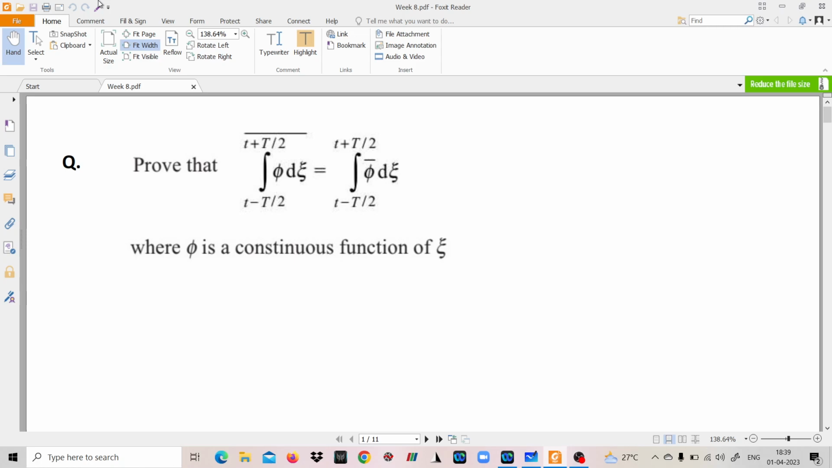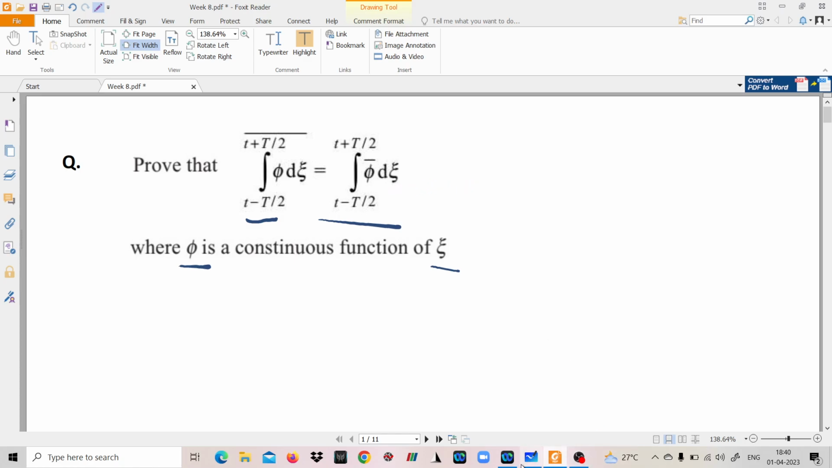So the first question is you have to prove that for a continuous function phi, which is a continuous function of xi, if you take the time average of this integral, it is equal to the right hand side given by this. Okay, so you have to prove this. So how will you proceed?